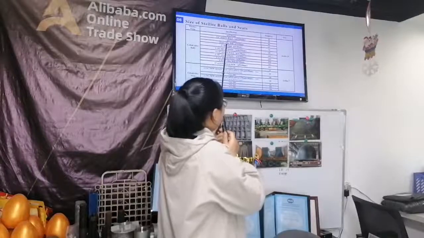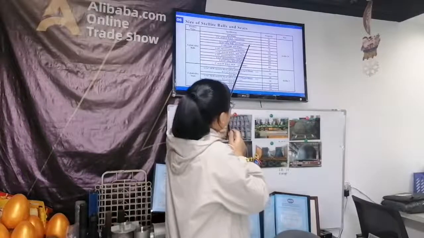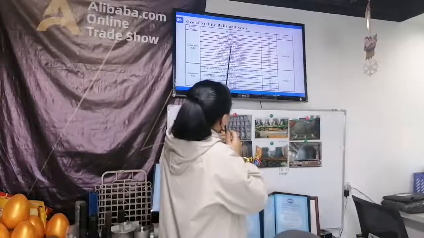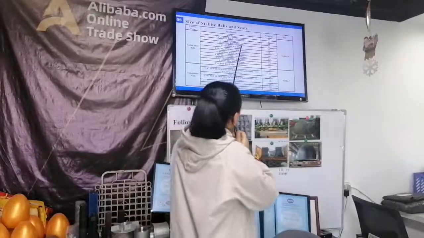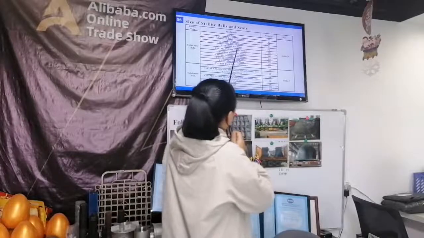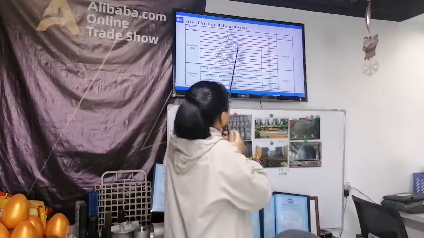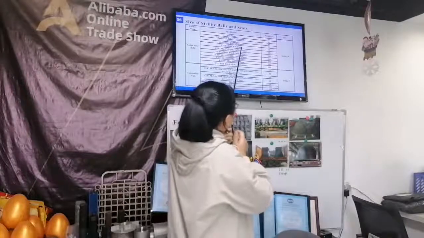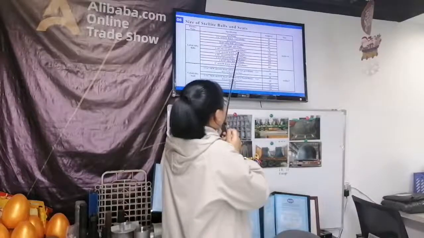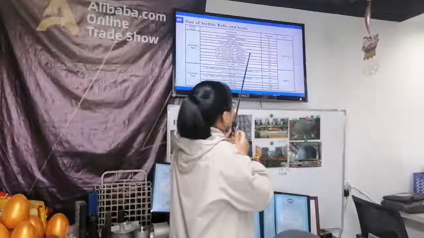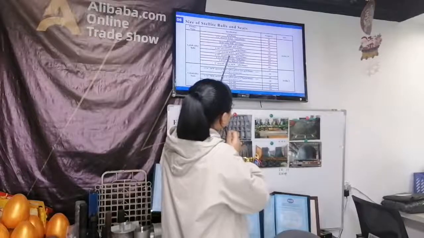Diameter 22.23 millimeter, the unit weight is 50 grams. Diameter 23.83 millimeter, the unit weight is 61 grams. Diameter 25.4 millimeter, the unit weight is 74 grams. Diameter 28.575 millimeter, the unit weight is 105 grams.